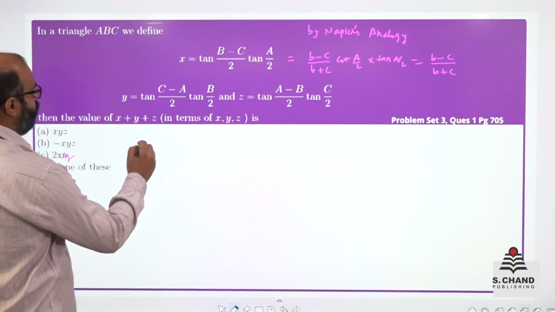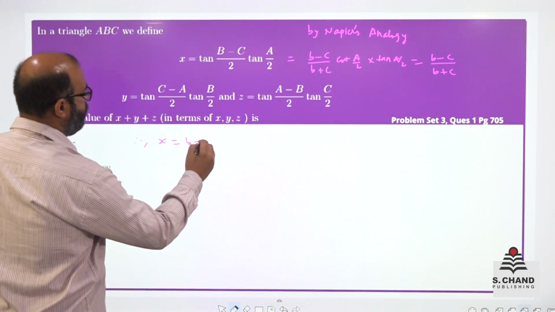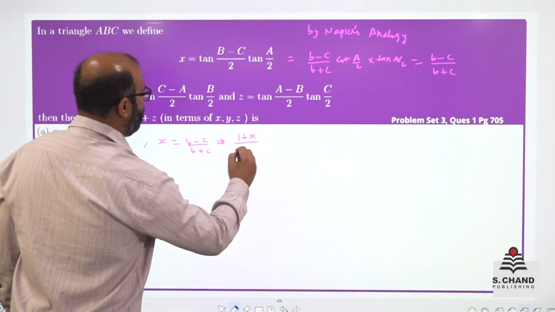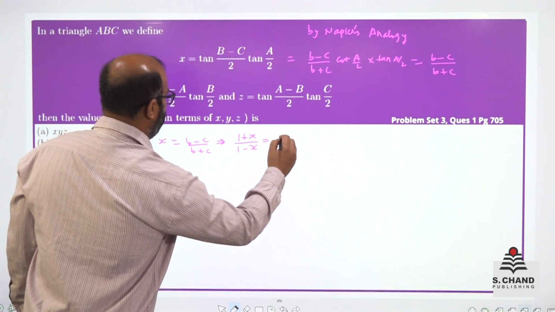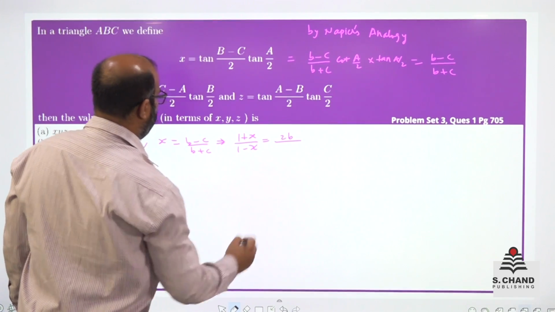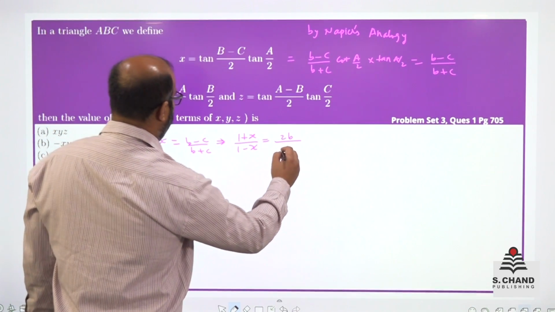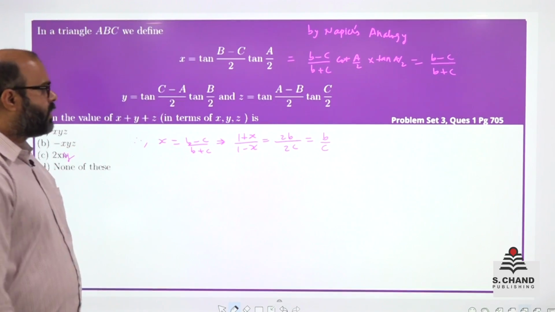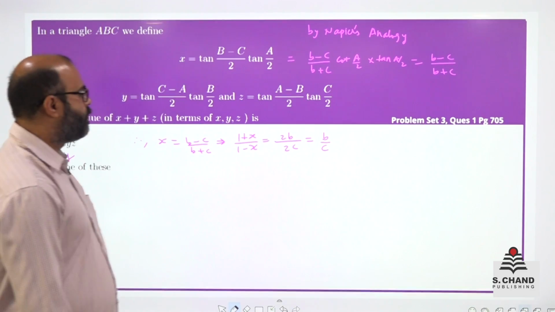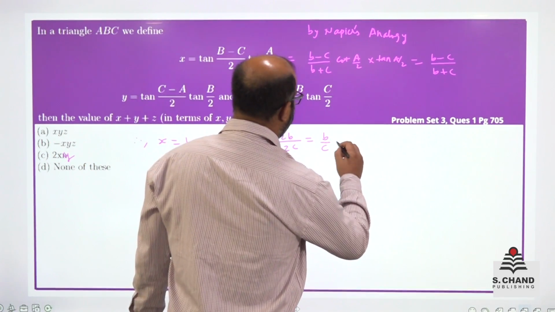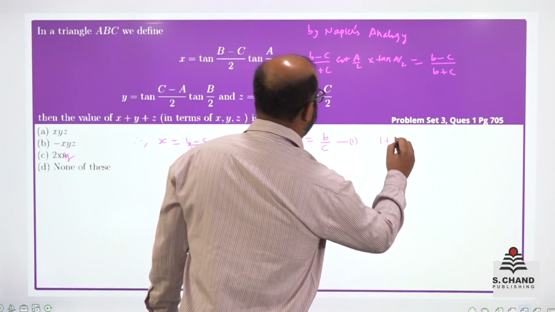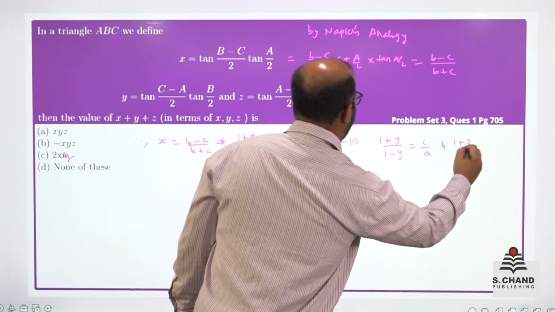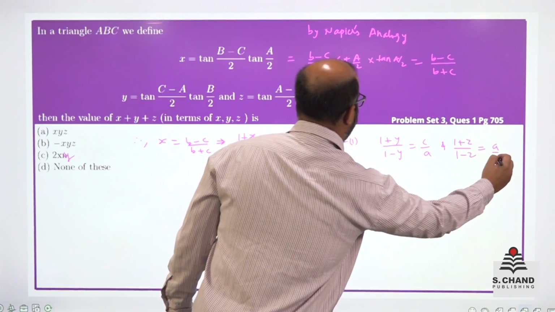Now x is equal to b minus c by b plus c, which implies you can write 1 plus x by 1 minus x as 2b upon 2c, which is b upon c. So 1 plus x by 1 minus x is equal to b by c. Now similarly you can say that 1 plus y by 1 minus y, if we will calculate, it will be c by a, and 1 plus z upon 1 minus z will be a by b.